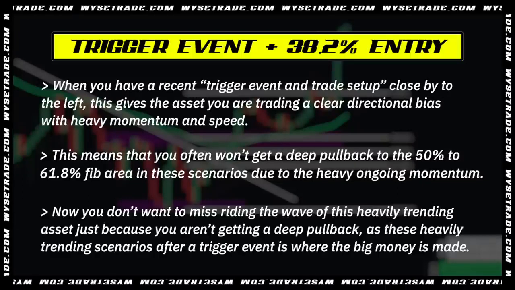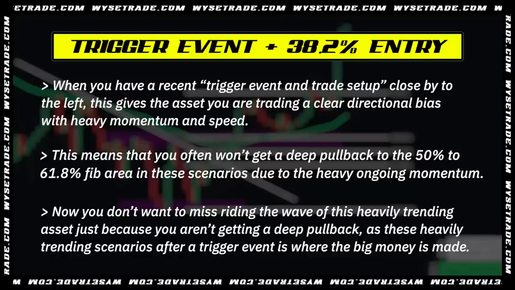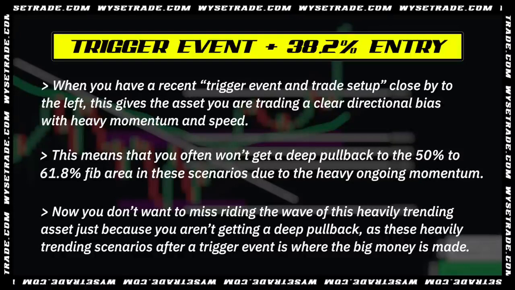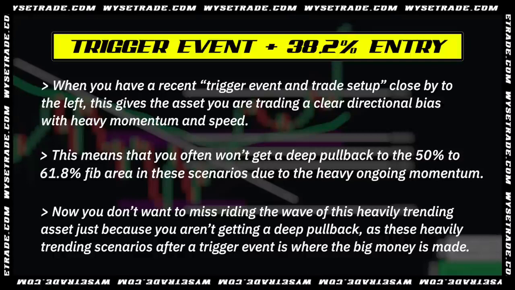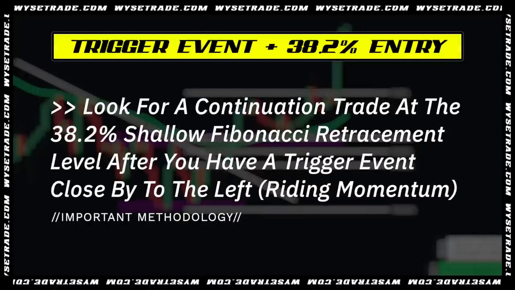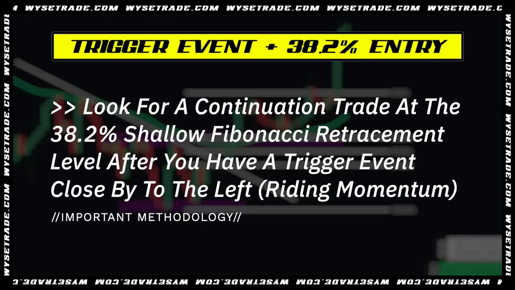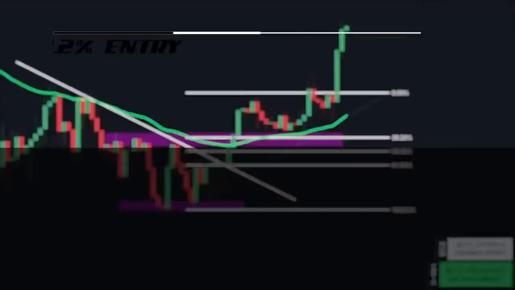Now, you don't want to miss riding the wave of this heavily trending asset just because you aren't at a deep pullback area, as these heavily trending scenarios after a trigger event is where the big money is made. So what you do is you look for a continuation trade at the 38.2% Fibonacci shallow retracement level after you had the trigger event close by to the left. Let's show this on the charts.